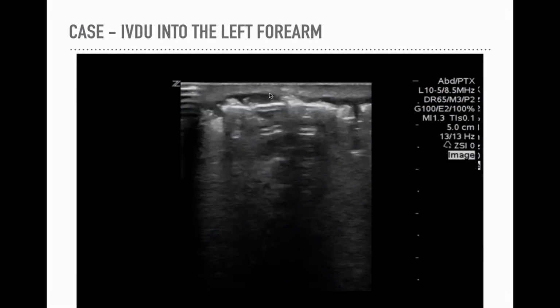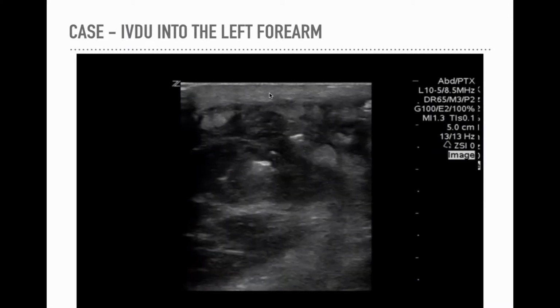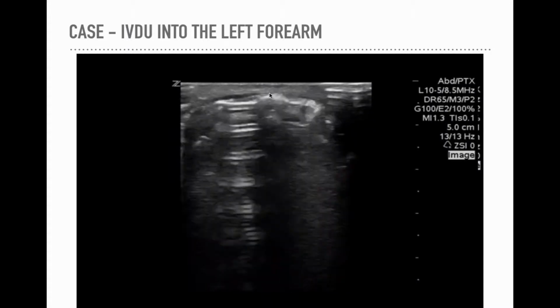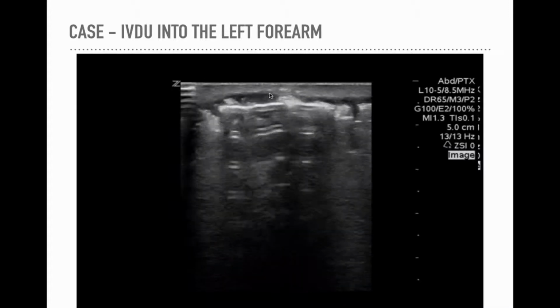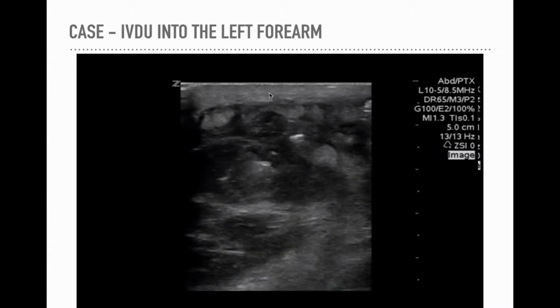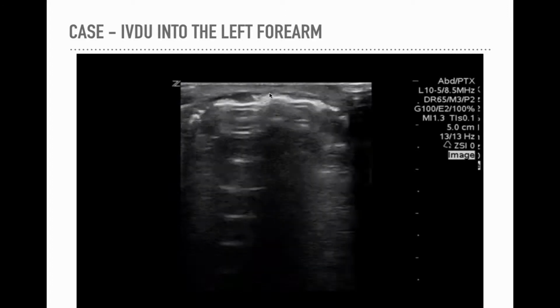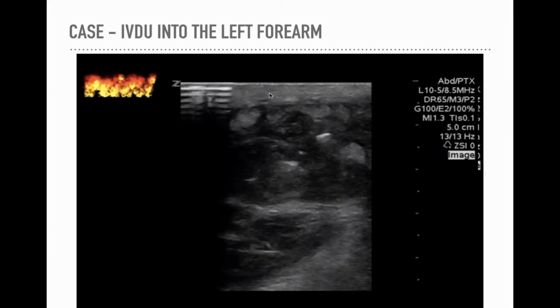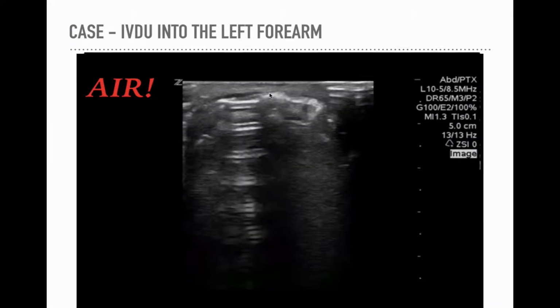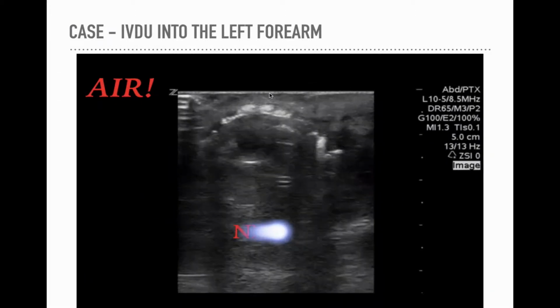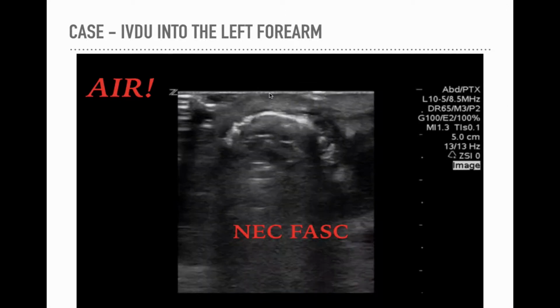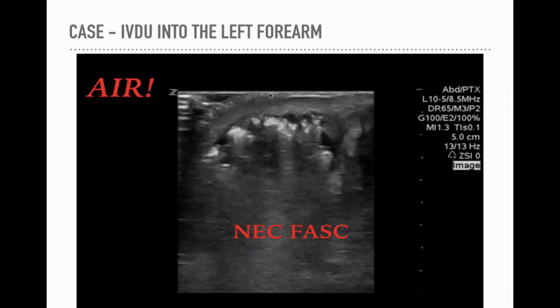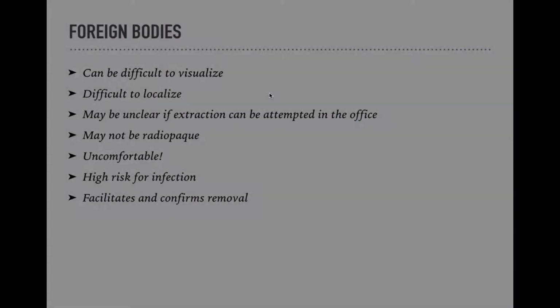So I scan through and I see a very gross looking abscess and more air spread throughout that abscess. All those really bright things throughout that abscess, that's air. So I know it's probably not a foreign body. It's most likely a large air collection. And in this scenario, I'm really concerned about necrotizing fasciitis. So identify air, identify necrotizing fasciitis.